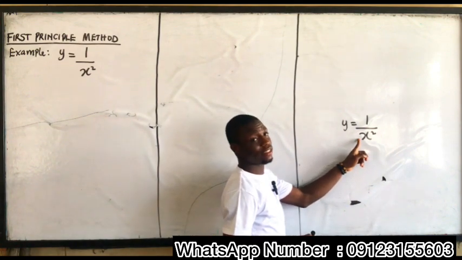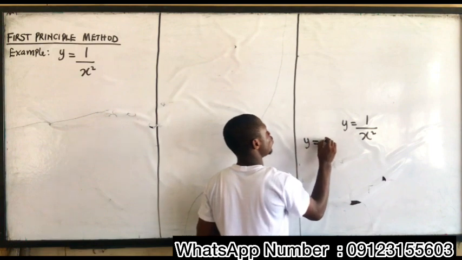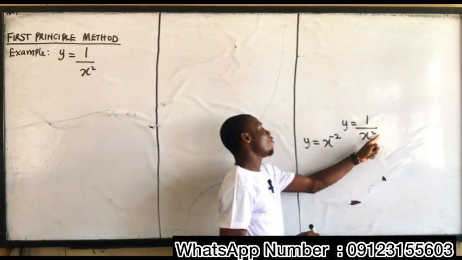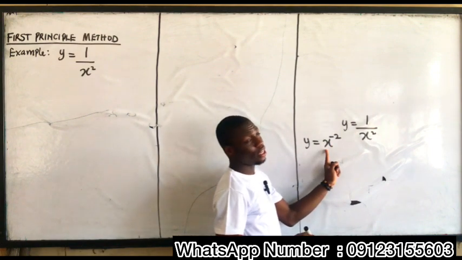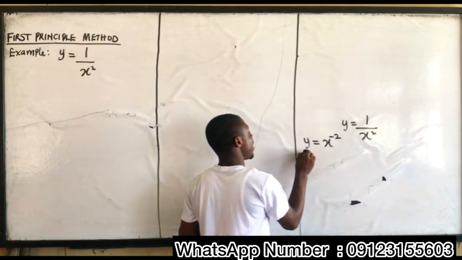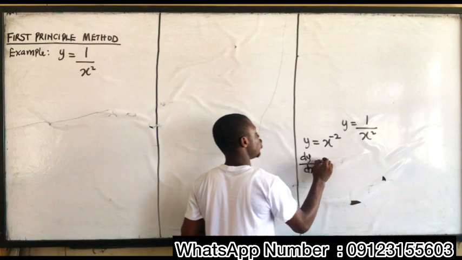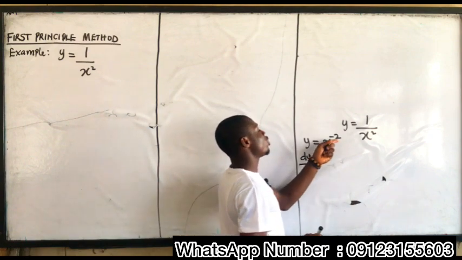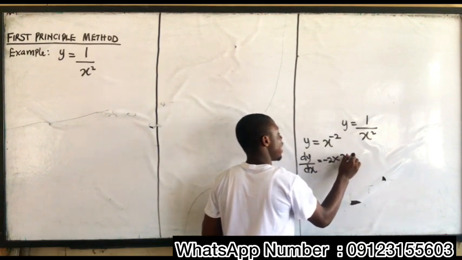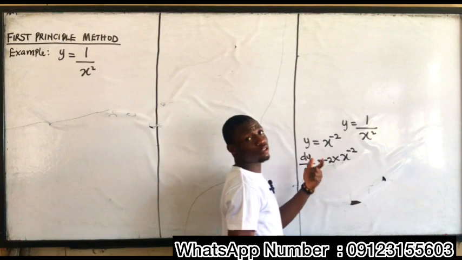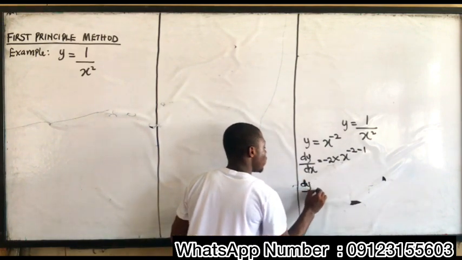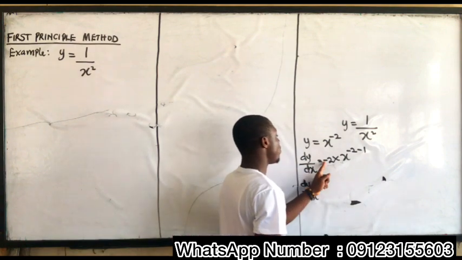That becomes y is equal to x to the power of minus 2. I've reformed this into indices this way. So if I apply the general method at this section, I'll have dy over dx is equal to, the principle is, multiply by the power. The power here is minus 2. Minus 2 times x to the power of minus 2, then subtract 1 from the power.